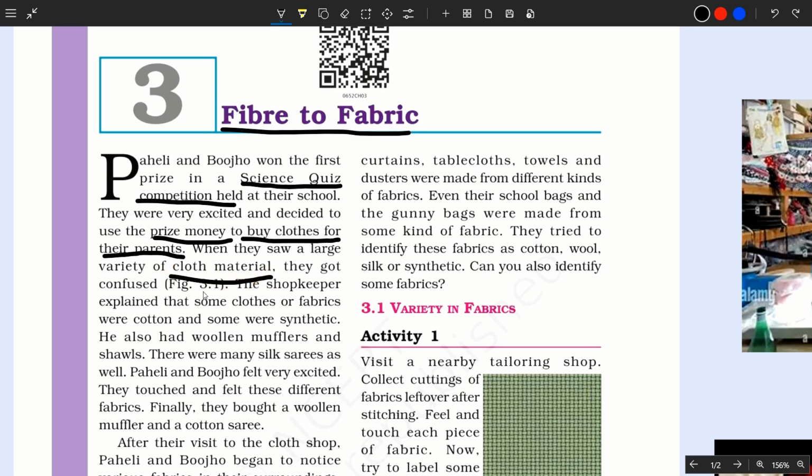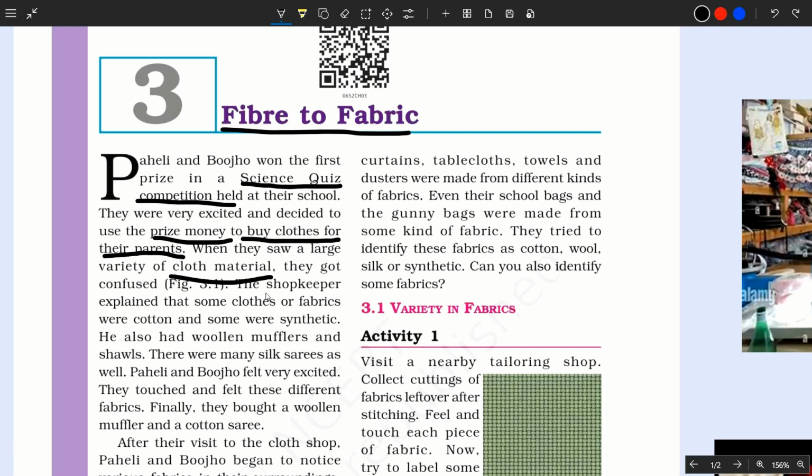As shown in figure 3.1 and figure 3.2, they got confused. Okay, when you go to a cloth shop or a market, you will be confused about what to buy, what type of cloth, and which size of cloth to buy. So like you, the two kids were also confused when they went to a cloth shop.